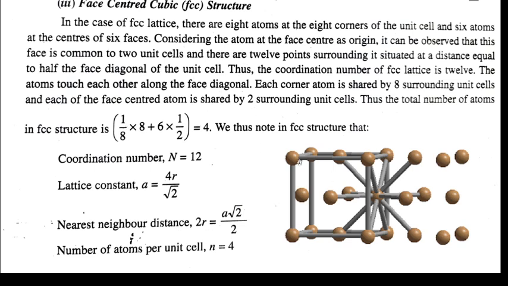There are 8 corner atoms, 1 2 3 and 4 on top, 1 2 3 and 4 on bottom. So 8 atoms, and the contribution of each atom to this particular unit cell is 1/8. So that would be 1 atom. Now 6 faces, each face carries 1 atom: 1, 2, 3 and 4, the back one is the 5th, the front one is the 6th, and since it is in the wall, the contribution is 1/2. So 6 into 1/2 is 3, plus 1, so it is 4. So in this particular FCC setup we have 4 atoms contribution.